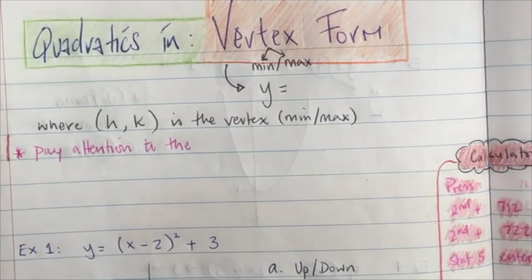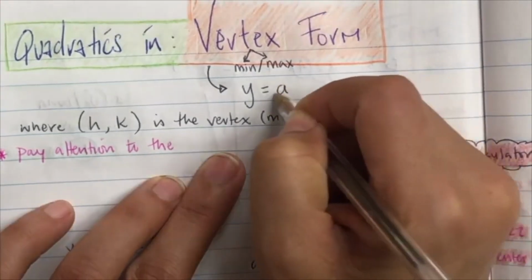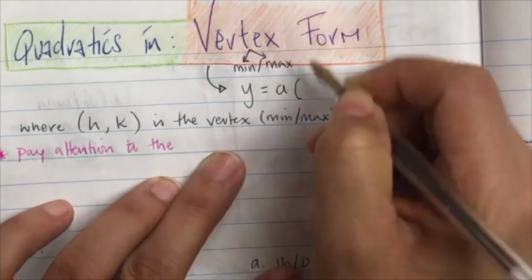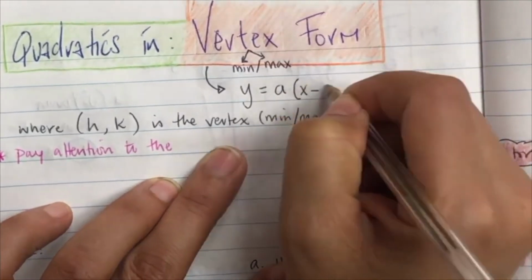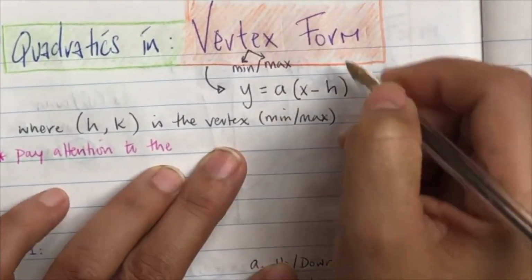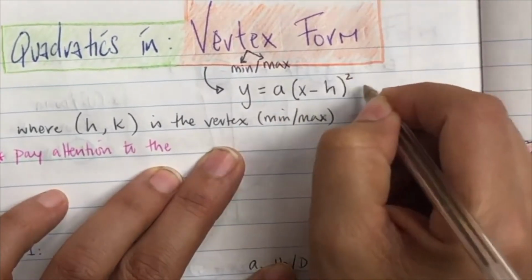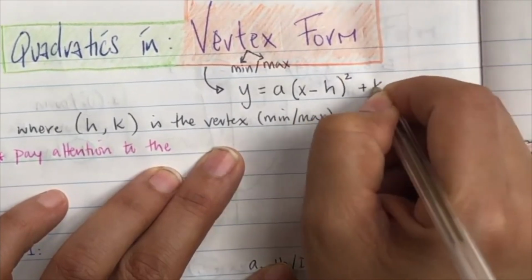Quadratics can be written one of three ways. So what does vertex form look like? Sometimes it has a number or a symbol outside, and then parentheses, x minus some number, I'm just going to call it h squared, and then plus or minus some number out here.